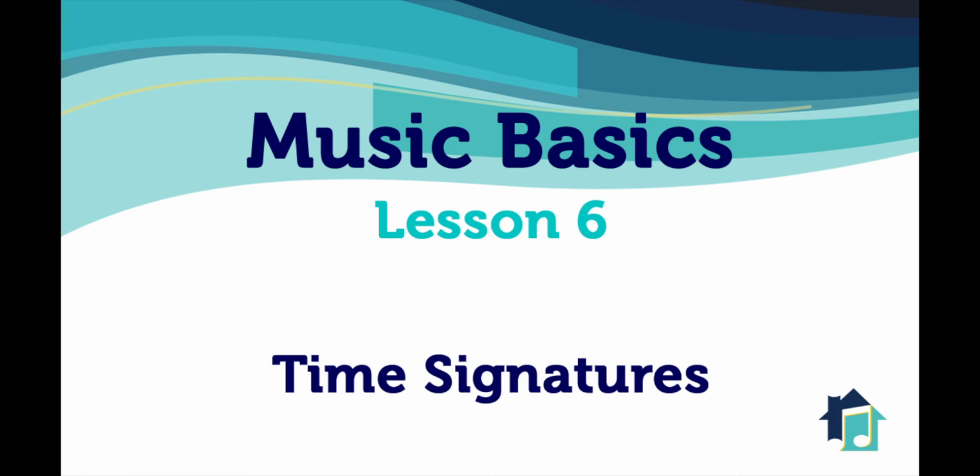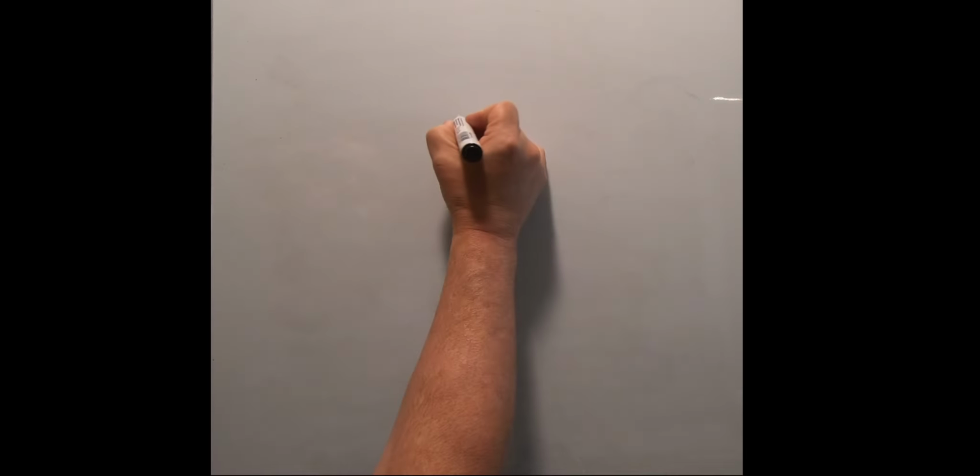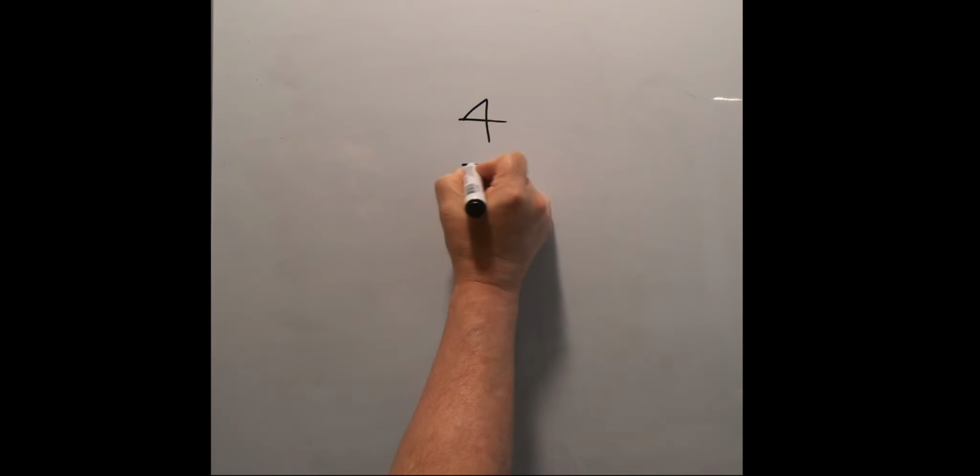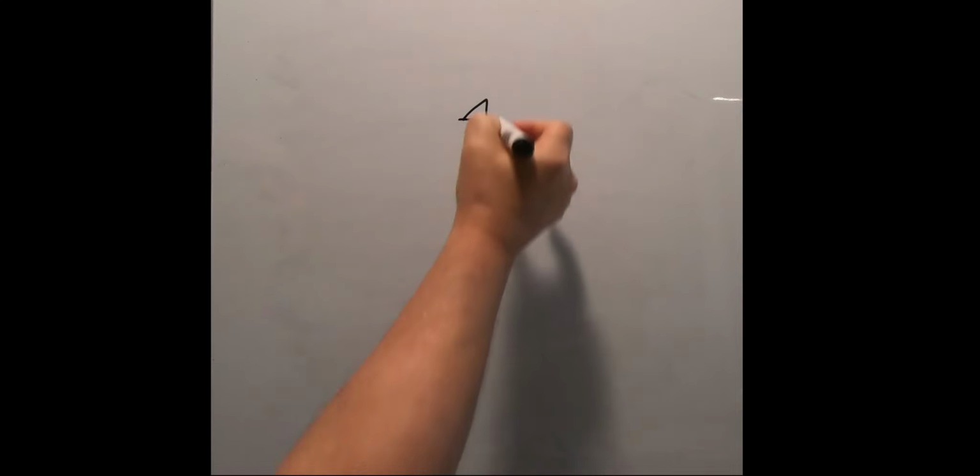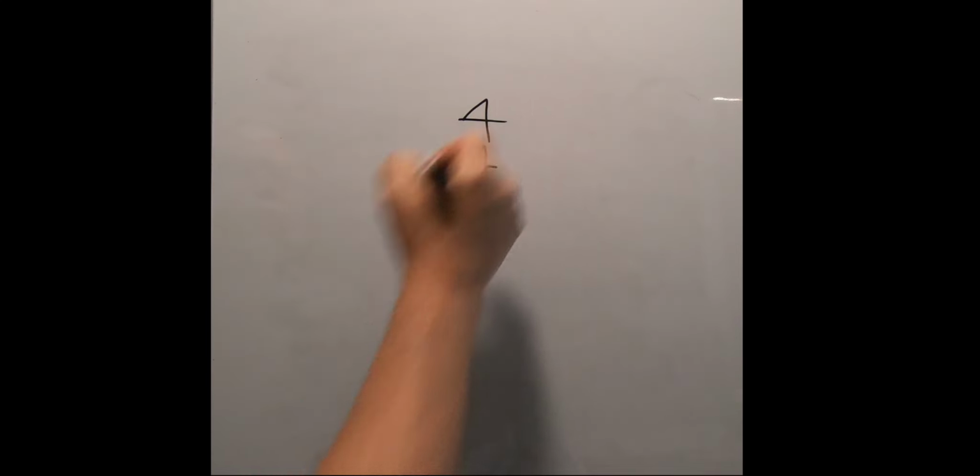Time signatures are those numbers you see on the staff at the beginning of a song. So for example, take a look at the numbers you see here. A 4 on top of a 4. The top number tells you how many beats per measure, so in this case, 4. The bottom number tells you what kind of note gets one beat.